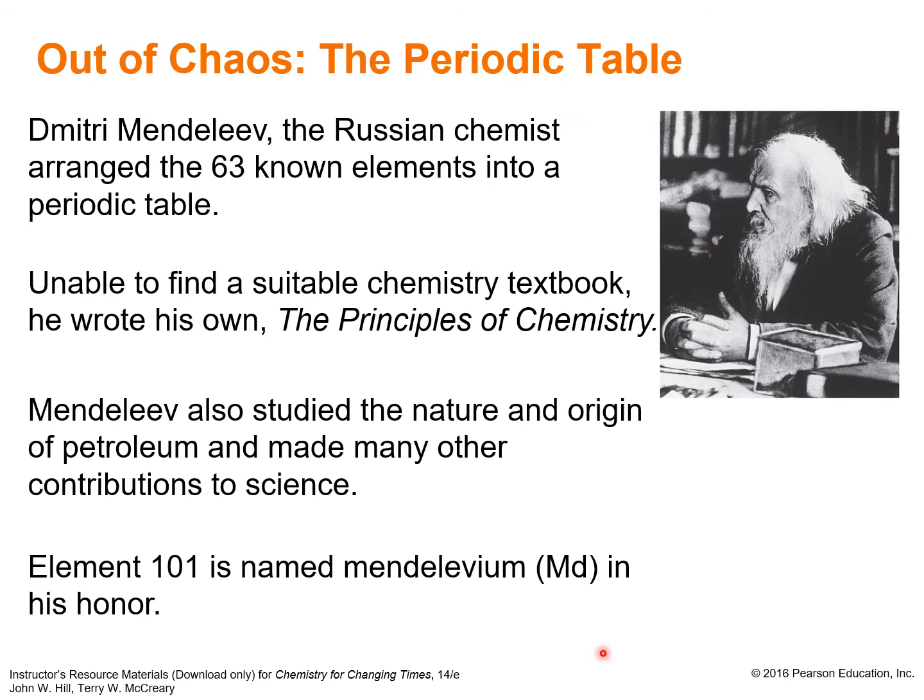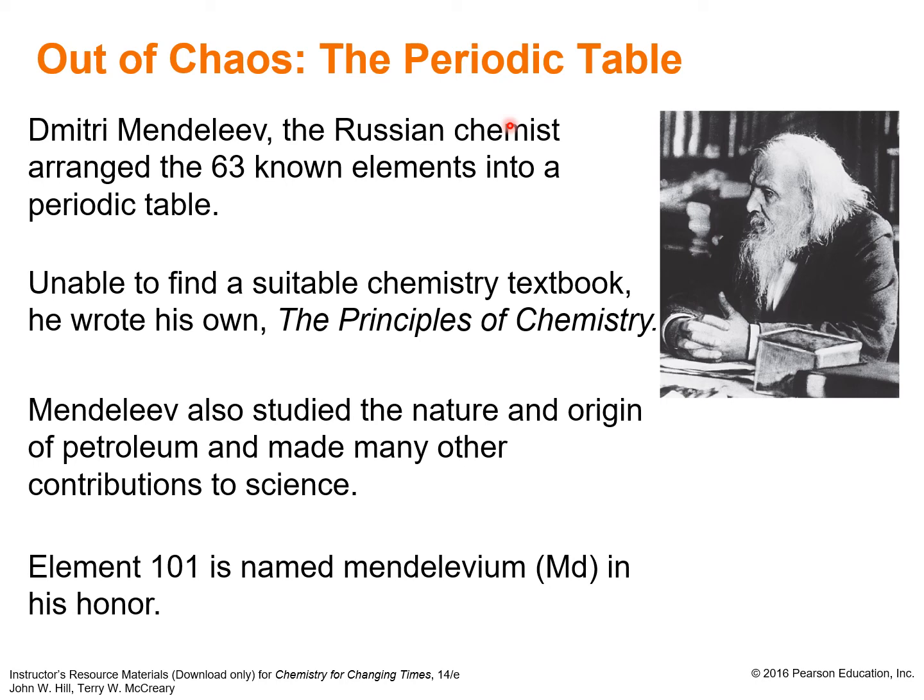He organized all that data, and then he also studied the nature and the origin of petroleum, and he made many other contributions to the science. And Mendeleev has an element in the periodic table, element 101, which is named Mendelevium, Md, in his honor. So I would like you to open a periodic table in your textbook and figure out where it is, and let me know if you could find the element 101.